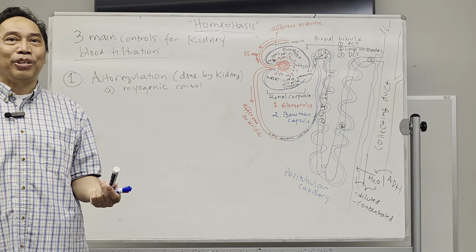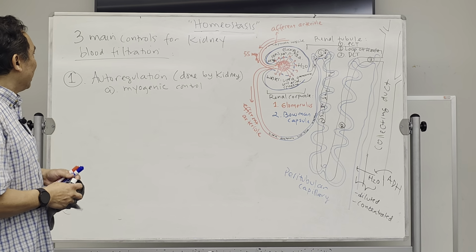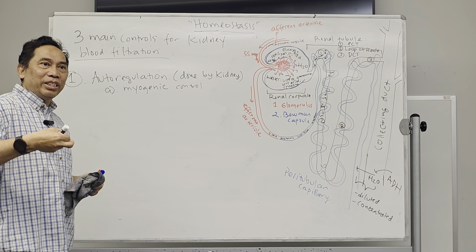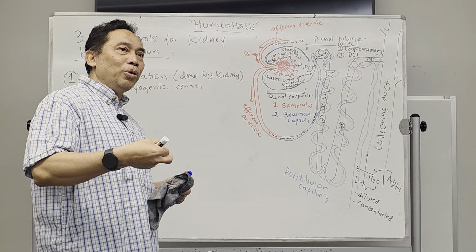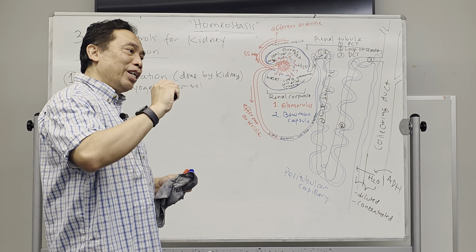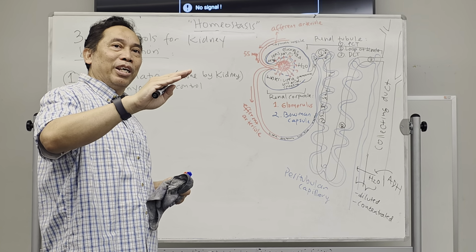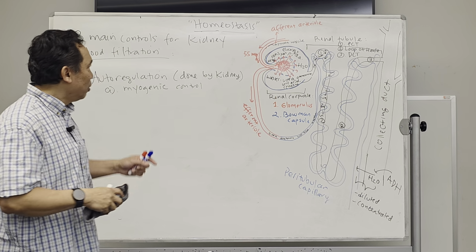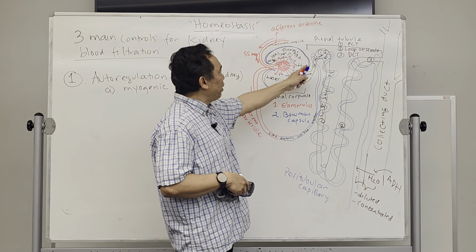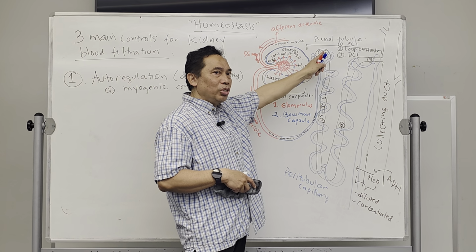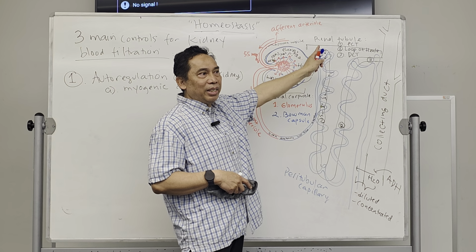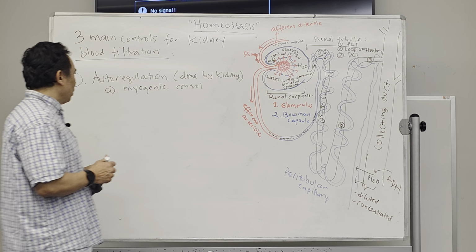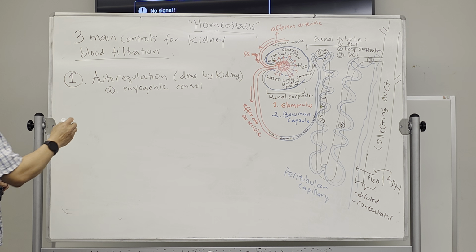If it is too fast, then this smooth muscle will contract, will constrict the blood vessel to reduce the blood flow. Therefore, the filtration will slow down. We will not allow this filtration to be very fast because we will lose a lot of water if the filtration is really fast. So there is what we call the myogenic control over here.